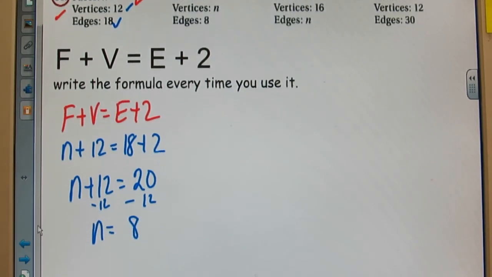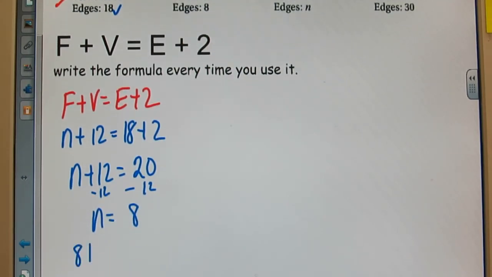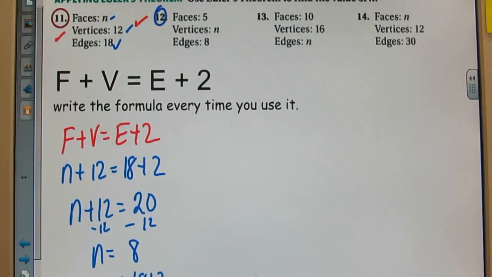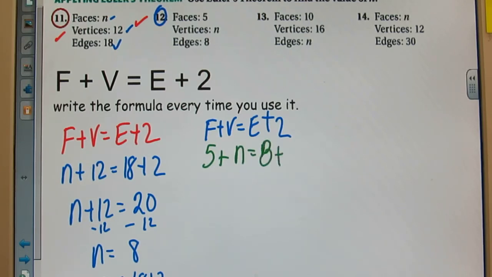I'm just going to substitute it in and check it. 8 plus 12 equals 18 plus 2. So that checks. Let's just do one more. Let's do number 12. Once again, start off by writing your formula every single time. So F is 5, V is n, E is 8, plus 2. So 5 plus n equals 10. Subtract the 5.